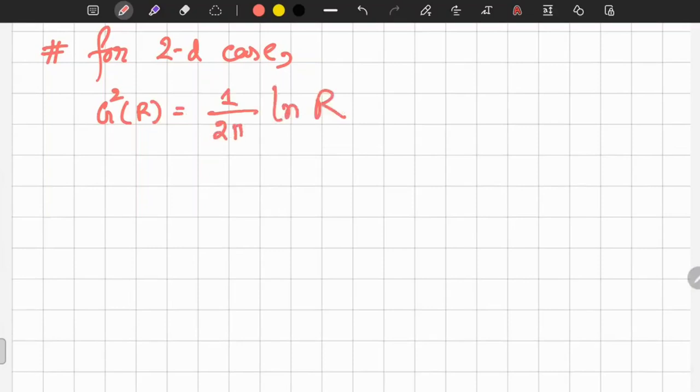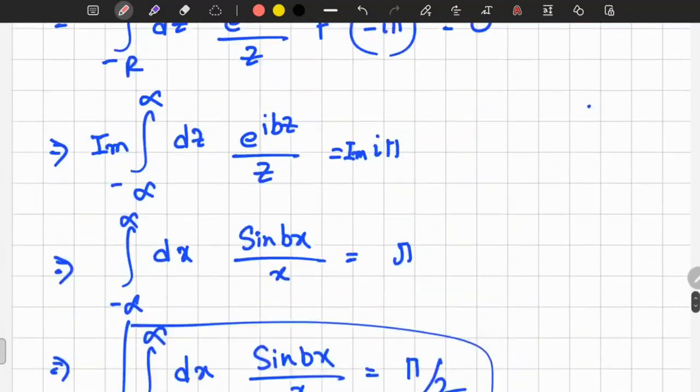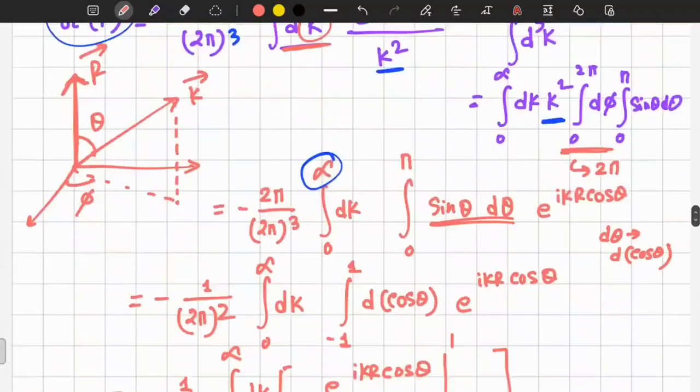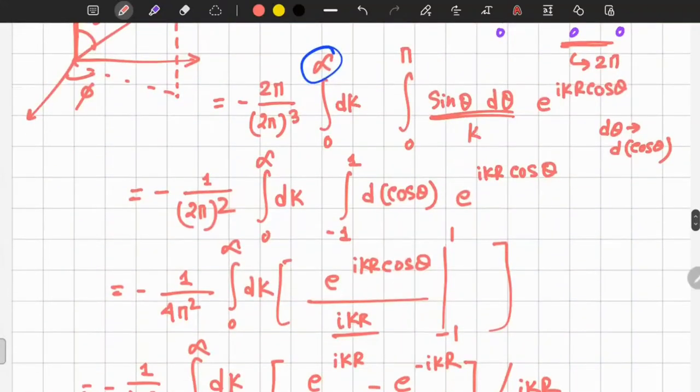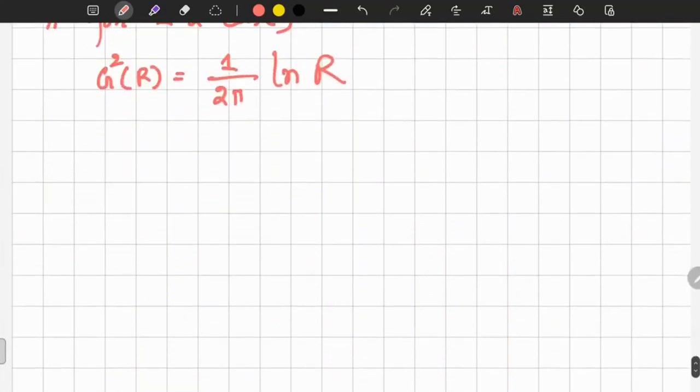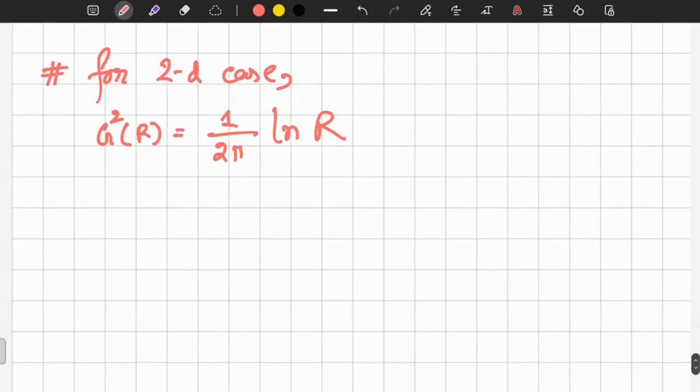We can give some justification. Here there will be just 1 over k, right? After integrating that 1 over k, we obtain an ln k like term. That's why the ln appears there. That's the reason we can't solve it the same way, because there will be a logarithmic singularity. So I'm not getting into that, but in 2 dimensions, this will be the form of the Green function.